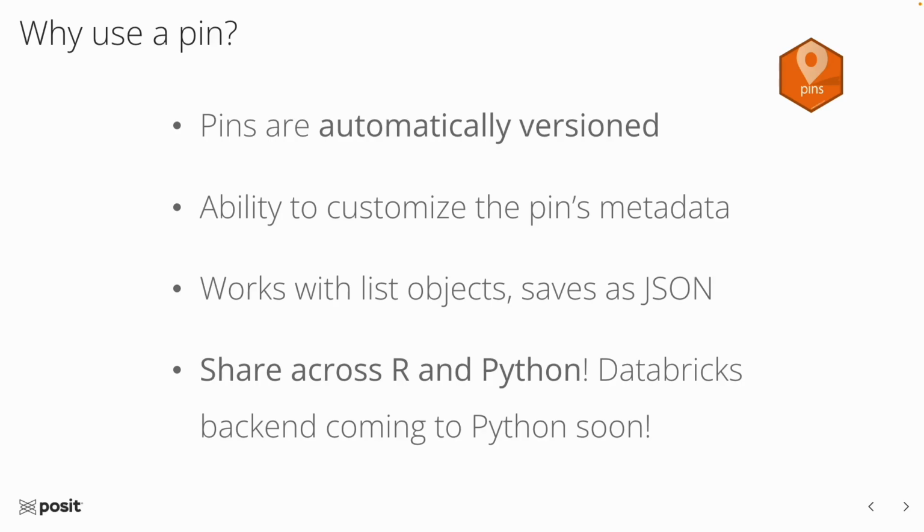And it goes beyond just rectangular data. You can save list objects as pins, which pins themselves convert into a JSON file. Another really cool thing is that it goes beyond R, right? You can use the pins package both in R and Python. Having said that, the Databricks functionality that I've been mentioning exists only in the R package today, but we are working on adding it to the Python package. In fact, I have a PR open for it that would hopefully get that functionality into the Python package soon.